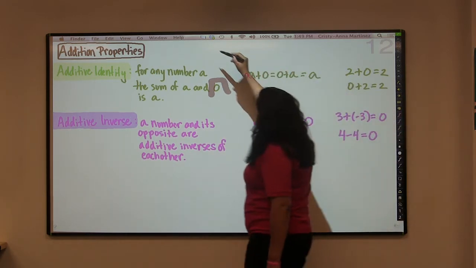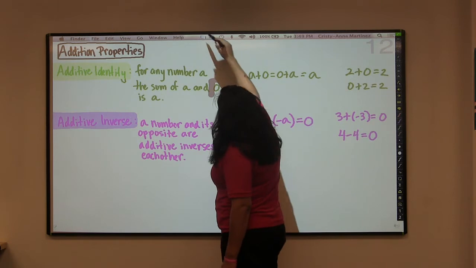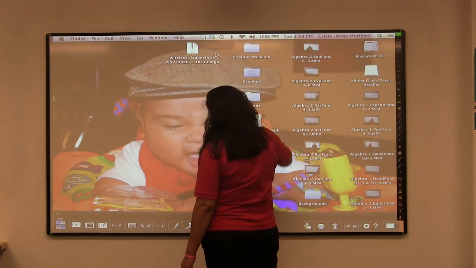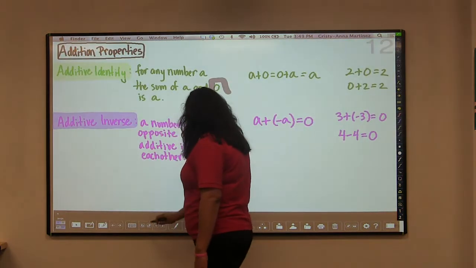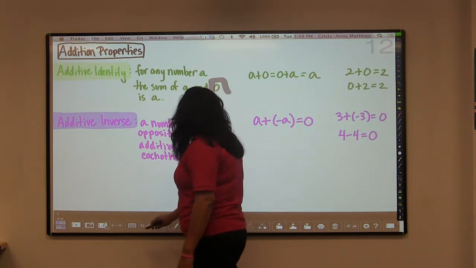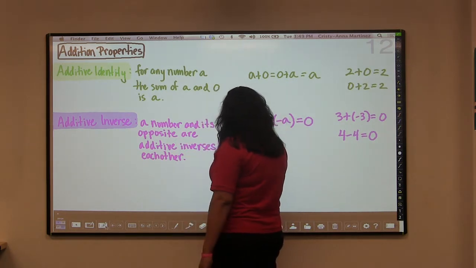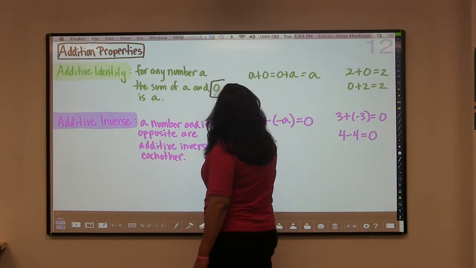Let's undo that. Hold on, sorry. There we go. So we want to box the 0 there.